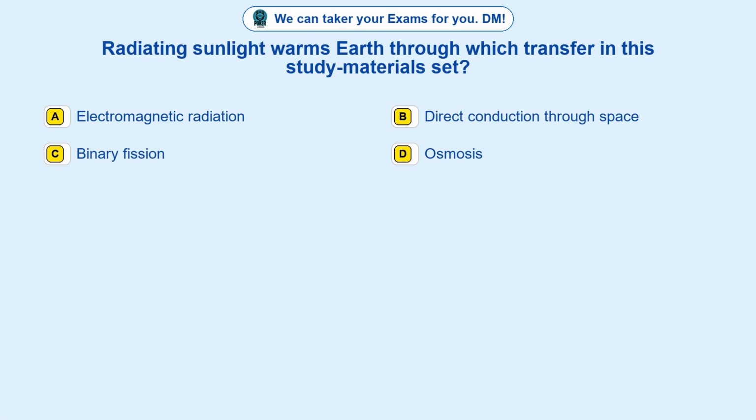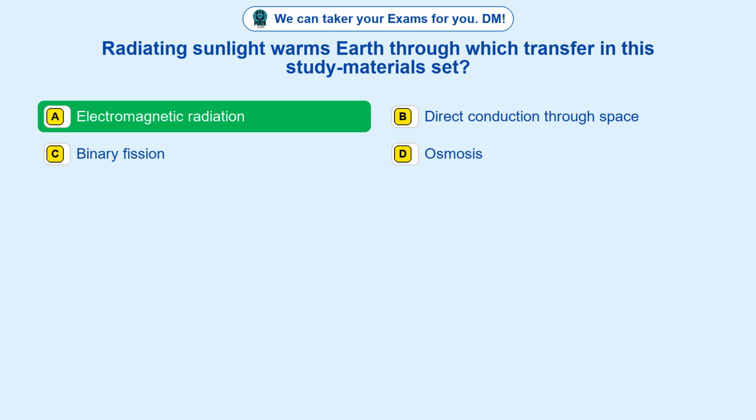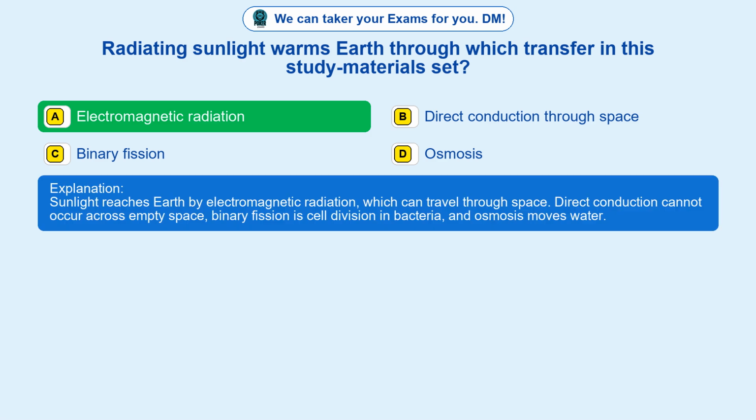Question 77. Radiating sunlight warms Earth through which transfer in this study materials set? Option A, electromagnetic radiation. Option B, direct conduction through space. Option C, binary fission. Option D, osmosis. The correct answer is option A. Electromagnetic radiation. Sunlight reaches Earth by electromagnetic radiation, which can travel through space. Direct conduction cannot occur across empty space, binary fission is cell division in bacteria, and osmosis moves water.